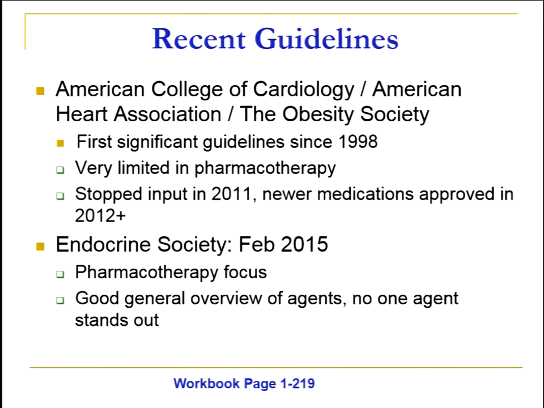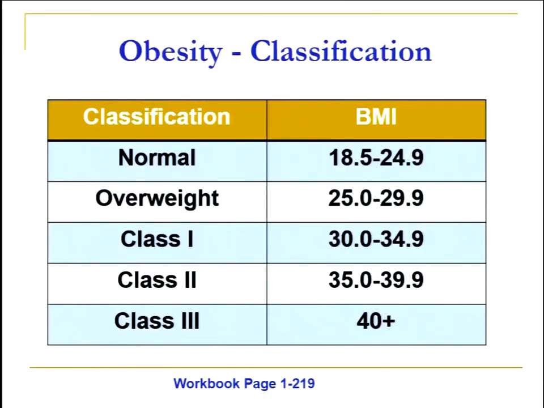The Endocrine Society out of Europe just put some new recommendations out about 14 months ago. Really good review. So if you're interested in the agents and want just one quick good reference, I would highly recommend the Endocrine Society guidelines. They don't suggest one agent over another, but they do a great job in reviewing the dosing strategies and the adverse effects of the agents. The classification for obesity hasn't changed in the last 15 years. Patients are considered overweight based on a BMI of greater than 25 but less than 30, and you're considered obese if your BMI is greater than 30. And there are different classifications of obesity as you get larger.